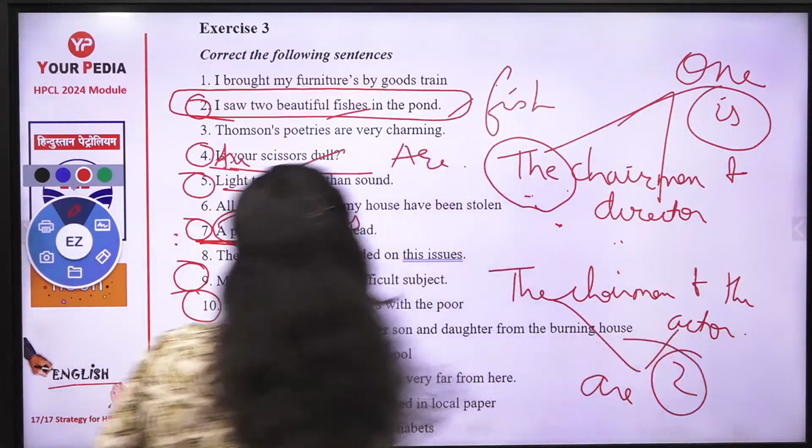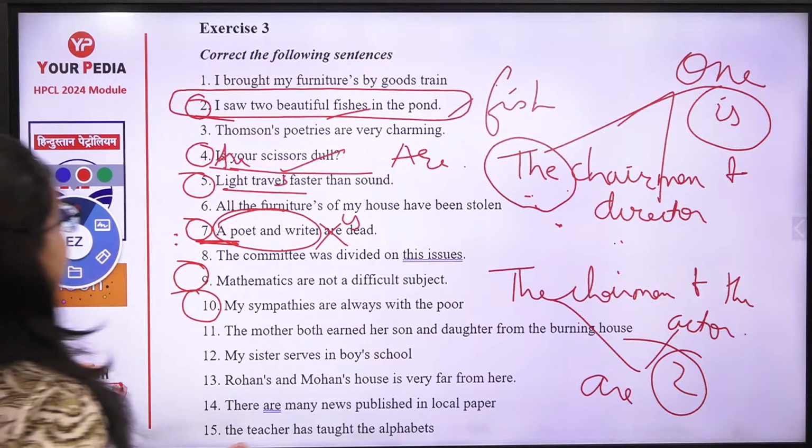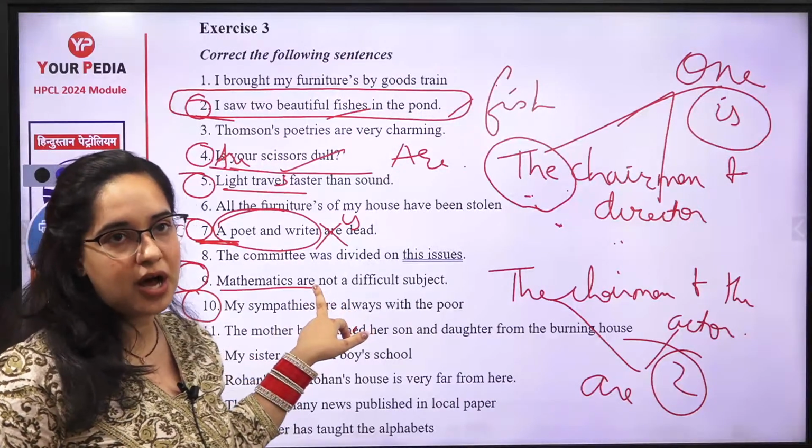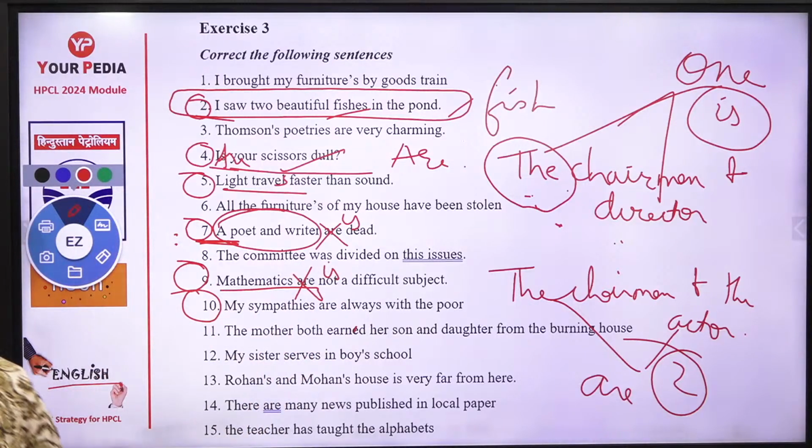There are 2 persons. Next, mathematics are not. Oh, good. Pahadi engineer did it. Mathematics is. With physics, mathematics, ethics, any like this, you have is with it, not are. So it will be is. Go for the 10th one. My sympathies are always with the poor.